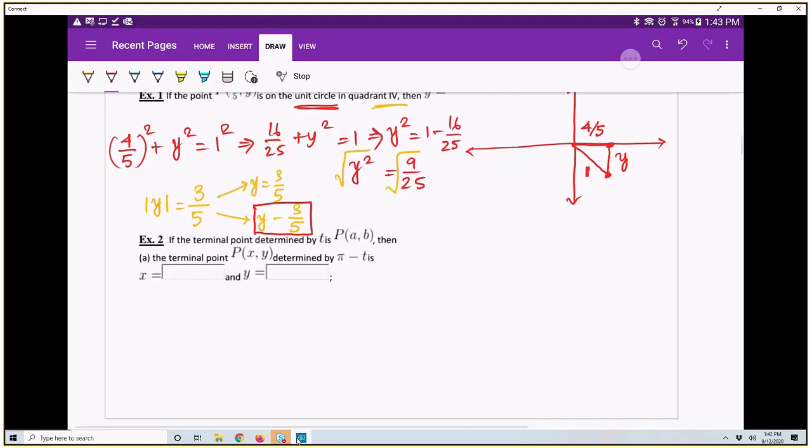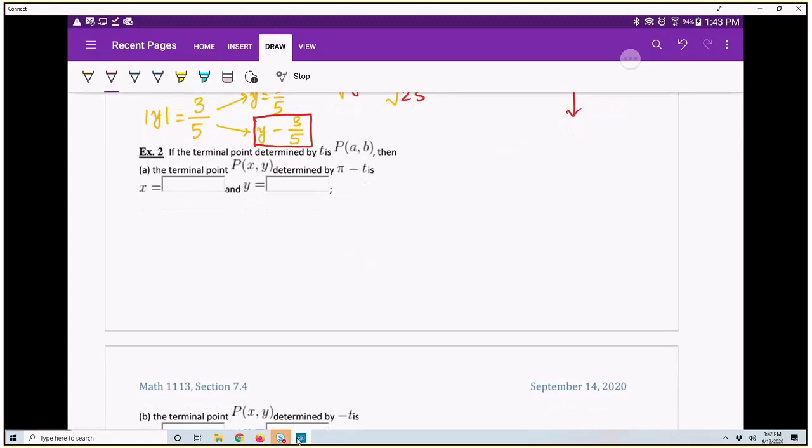We also talked about what happens because of rotations of a point. So that's something that we would like to do. This time you are given a point with the coordinates a comma b, arbitrary values. And first, we're going to think about this is the point t. So what will be the point pi minus t?